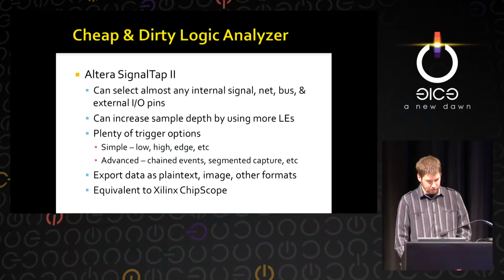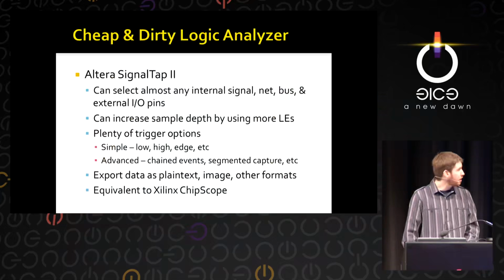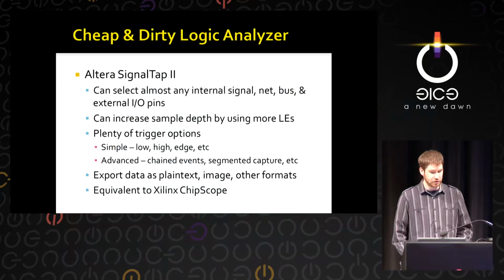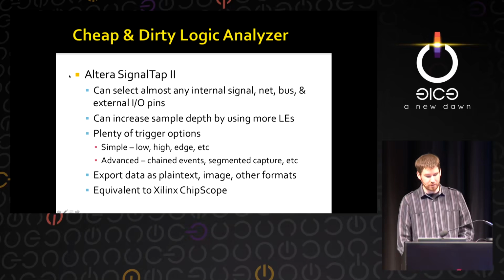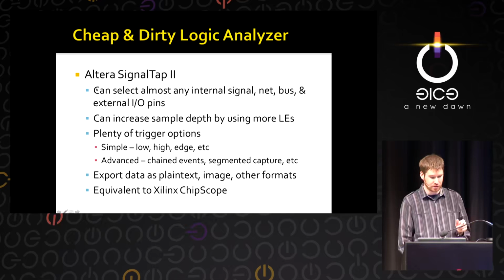And so basically that allows for data logging. And then what you can also do for cheap and dirty data logging and logic analysis is you can use this logic block called Altera Signal Tap 2 in the FPGA. It's a soft logic analyzer block that can analyze almost any signal, net, bus, external I/O pins, whatever you want. And you can save more and more samples by using up more logic elements or slices, in Xilinx terminology, of the FPGA.